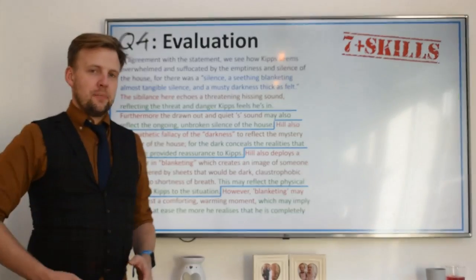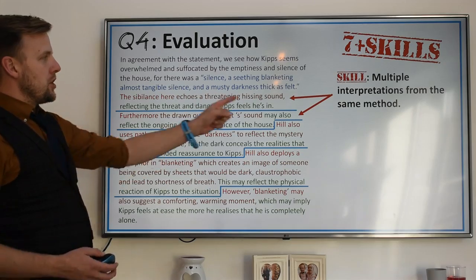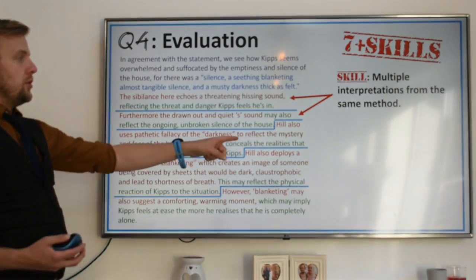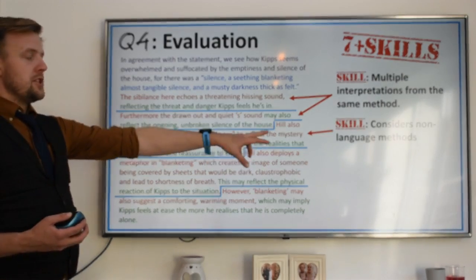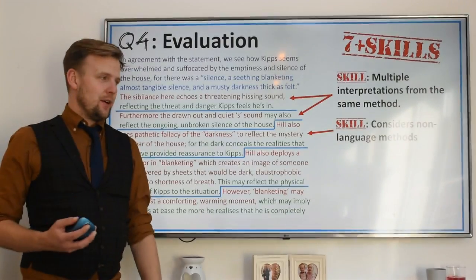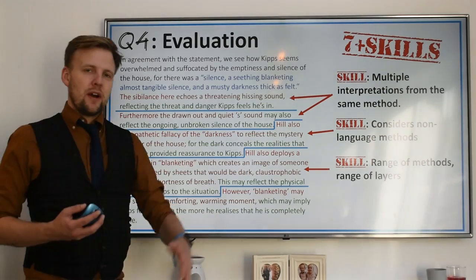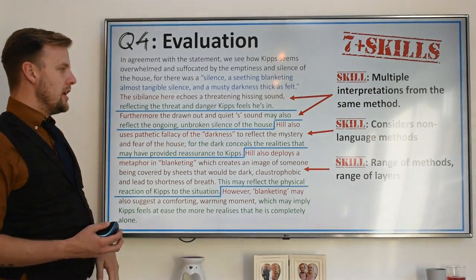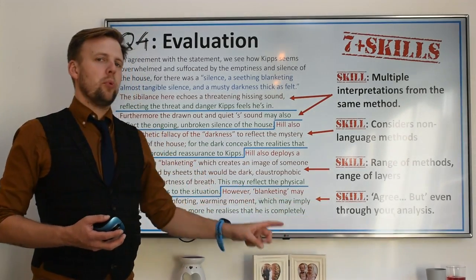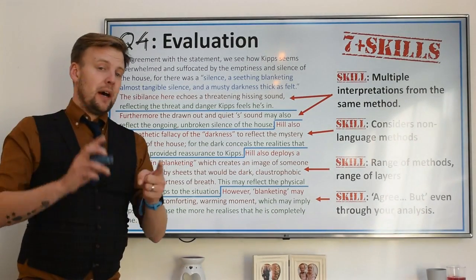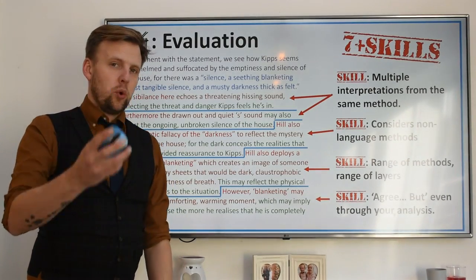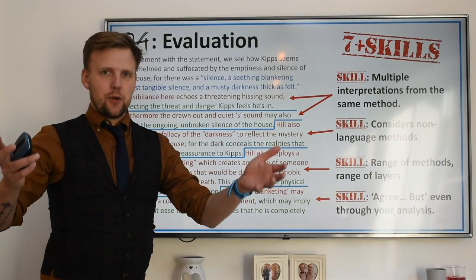This is an excellent paragraph because we've shown we can take multiple interpretations from the same method. We've shown that we can consider non-language methods as well as language methods. We've shown that we can have a range of methods through our layers, a different selection of methods. And this is a really important point, we've shown we can agree but, even in our analysis. I talked at the start about how we can use our quotes to agree and but, and that is so important.